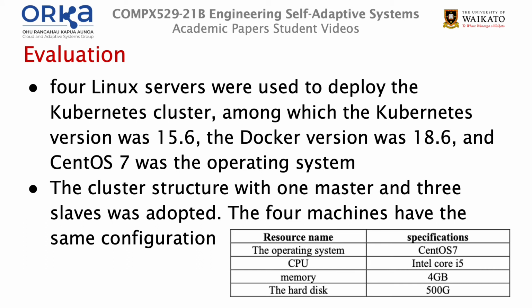What they did to check this was they ran up 4 Linux servers in a standard Kubernetes cluster, one with the master and 3 workers. Machines all had the same configuration, quite standard kit, and then ran it against the load patterns.